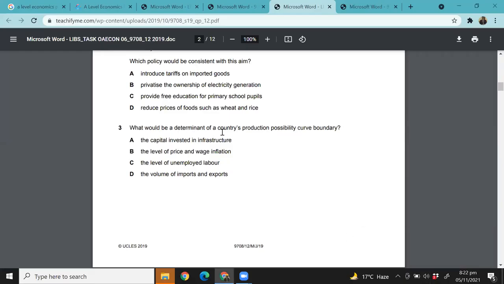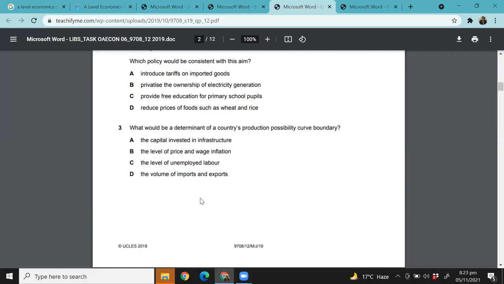The question here says, what would be a determinant of a country's production possibility curve boundary? The options are: the capital invested in infrastructure, the level of price and wage inflation, the level of unemployed labor, the volume of imports and exports.